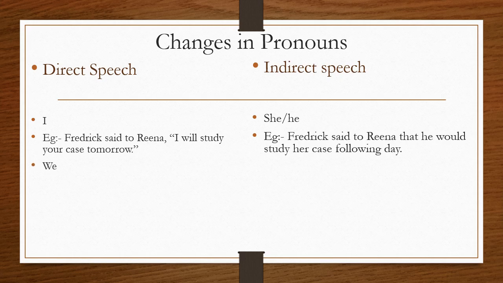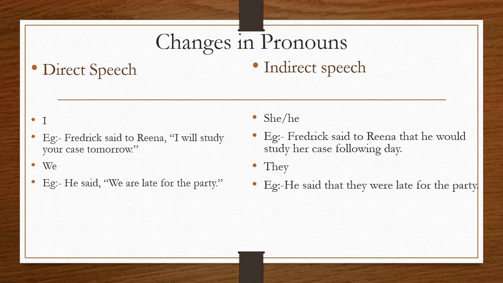Okay, now the next one is we. It will change to they. He said, "We are late for the party." Again, he said that they were late for the party. So, we here is changed to they. Are late is changed to were late. So, present tense has been changed to past tense.